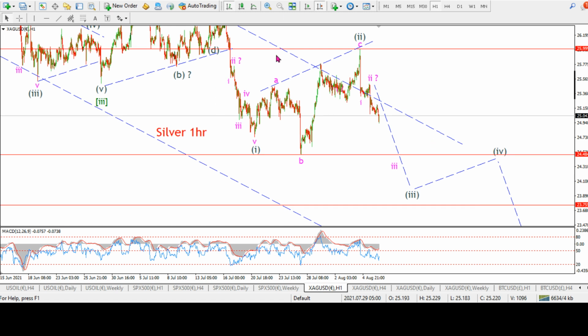Let's just work on this. It looks like we've got an expanded flat second wave correction done, and we'll probably head down into a third wave, continue down into a third wave next week. And that's the base case scenario here. So let's see how that works out.